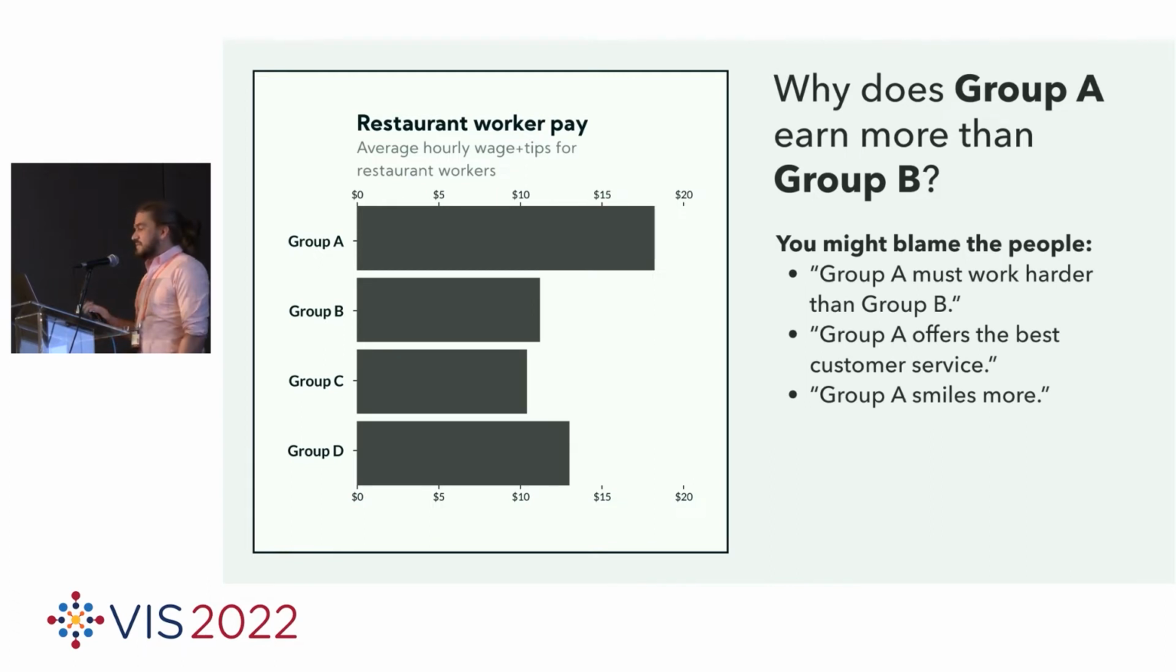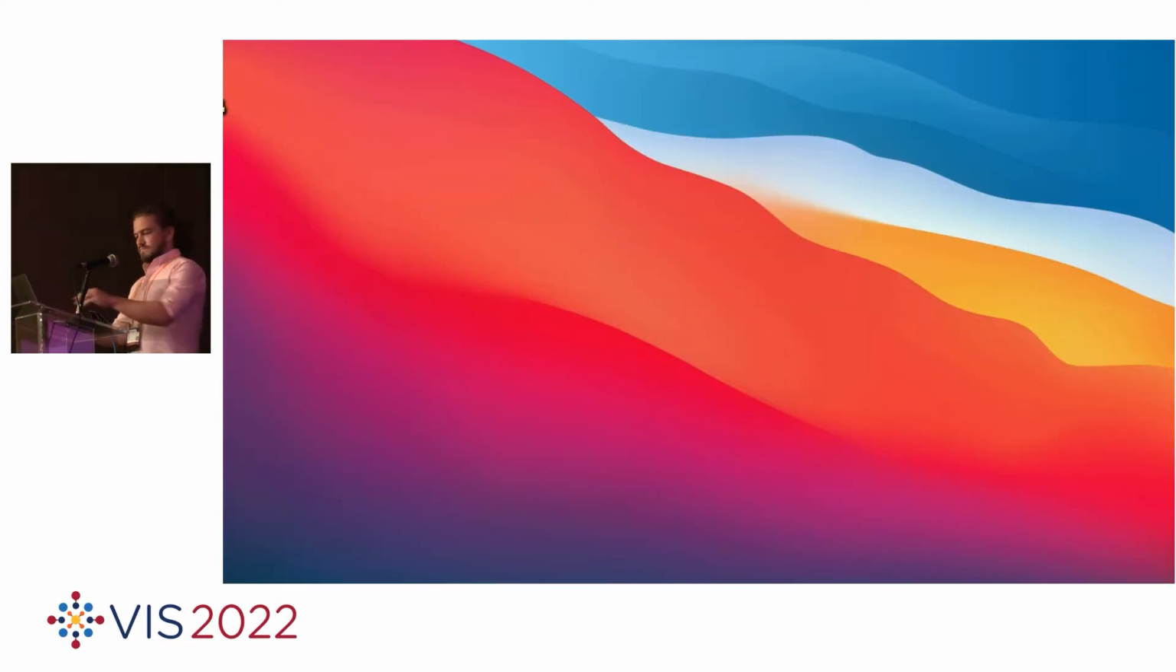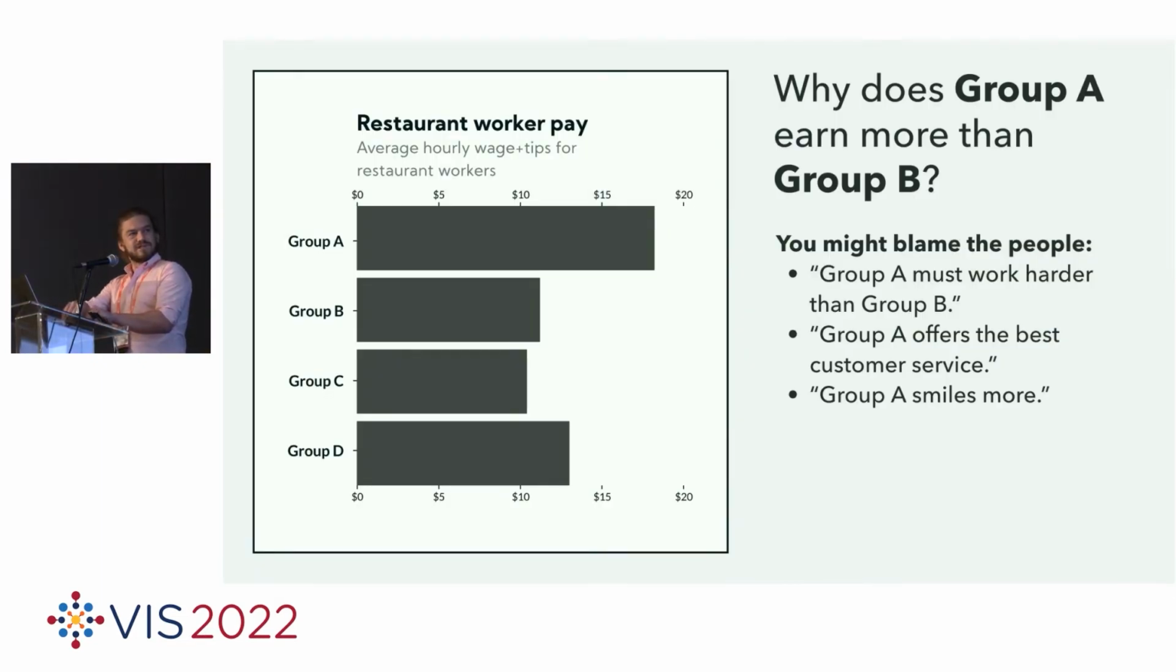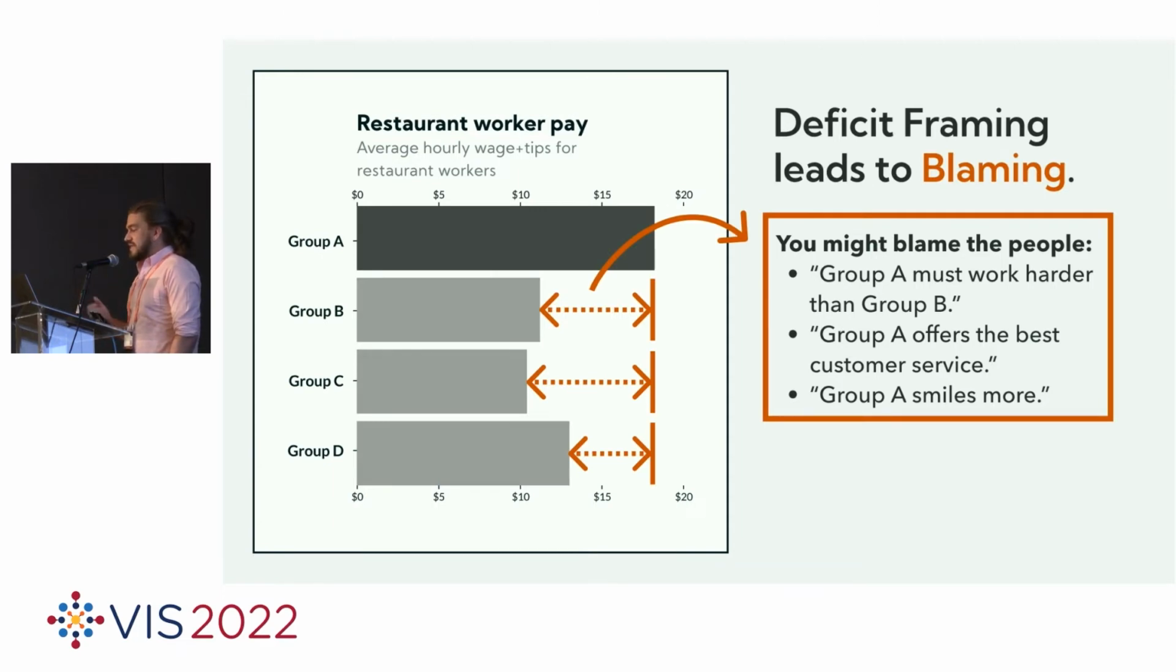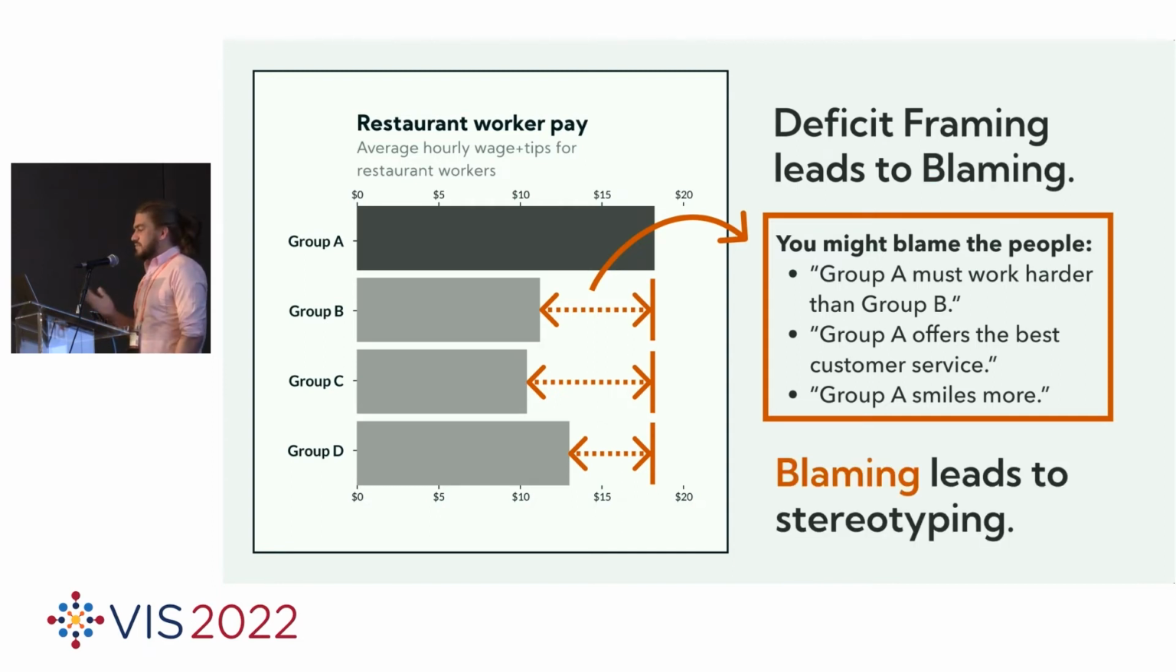A lot of people will explain these differences in terms of personal attributions about the people within each group. For example, you might say that Group A earns more because they're harder working, they have better customer service, or even that they smile more. But in reality, those differences are probably more reflective of external factors like how nice is the restaurant or how busy is the restaurant. And so deficit framing is presenting group outcomes in a way that encourages these personal attributions. It encourages blaming outcomes on the people. And this is a problem because, as we'll see, it's a very short jump from blame to stereotyping.